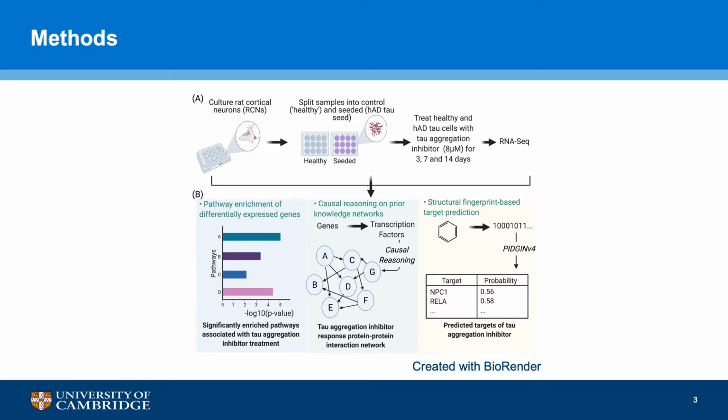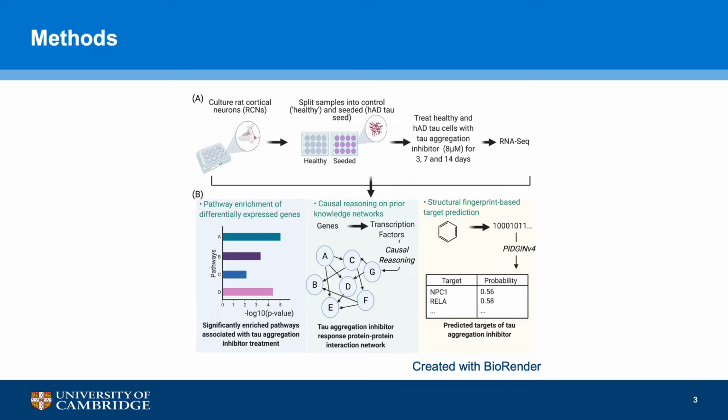So in this work, the methods that we undertook were split into two parts. The experimental part involved culturing rat cortical neurons, or RCNs. We then split the cultured neurons into two sets. So we have a healthy set and a seeded set. And by seeded, we mean we took human-derived tau and seeded it into the cells to induce tau aggregation.